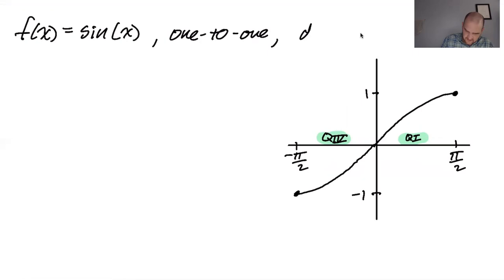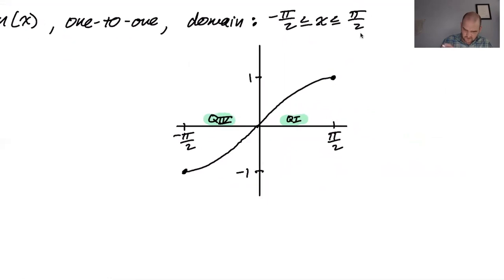And the domain is negative pi over 2 to pi over 2. So what does that mean? That means this covers the entire range. So I'm going to use this to create my inverse function, right? I'm going to switch x and y, which means since the range of this is negative 1 to 1, the domain of arcsine will be negative 1 to 1.